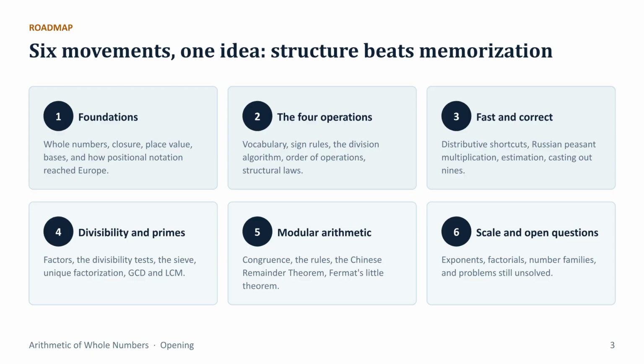This course is organized into 6 movements. We will cover everything from foundational place value to modular arithmetic and the open questions that still challenge mathematicians today. Remember, every shortcut we discuss is a consequence of deep mathematical structure.